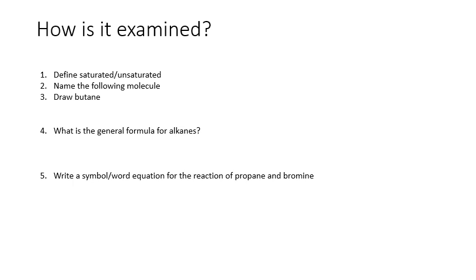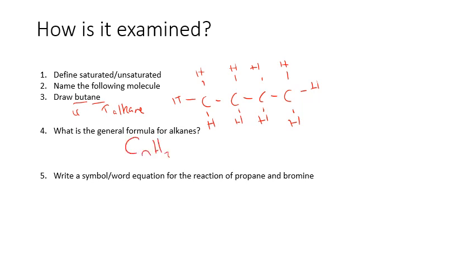You could be asked to draw butane, for example, in which case you'd see that it says "but", which of course means you've got 4 carbons, and the "ane" tells you that it's an alkane, in which case you'll draw 4 carbons with 10 hydrogens. Now, you could then be asked what the general formula of an alkane is, in which case you would just write CnH2n+2. Note that the plus 2 actually comes from these 2 hydrogens on the end. Now, finally, you could be asked to write a symbol or a word equation for the reaction, for example, of propane and bromine like we just did.